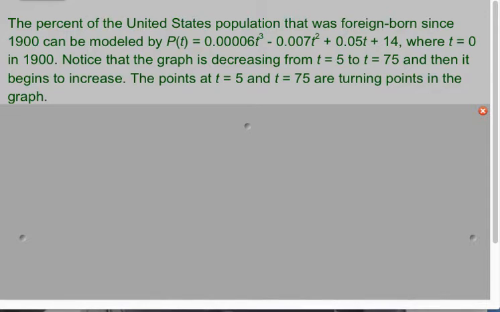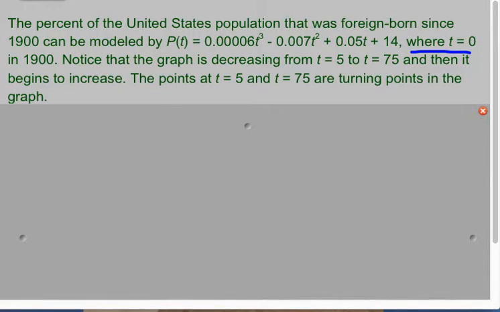So this first problem, we're going to look at a real world problem. The percent of the United States population that was foreign born since 1900 can be modeled by the P of t function. You can see right there, where t equals 0 is 1900. So when you get to t equals 10, that will be 1910. You're just adding 10 on to 1900.